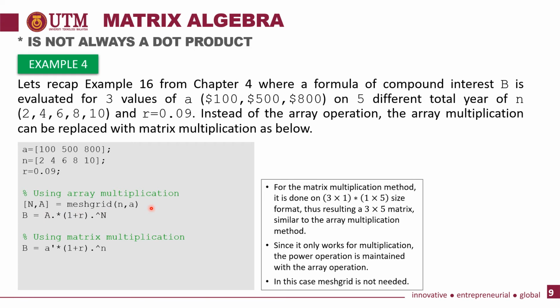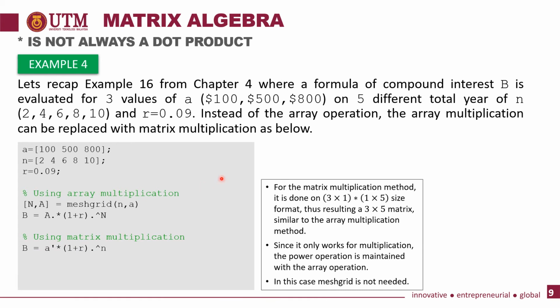But if you are using matrix multiplication, which is the dot product, you need to make sure that A is transposed, and then you multiply by 1 plus R, and then the power of N. So you can just use matrix multiplication simply like this. You don't have to use mesh grid.